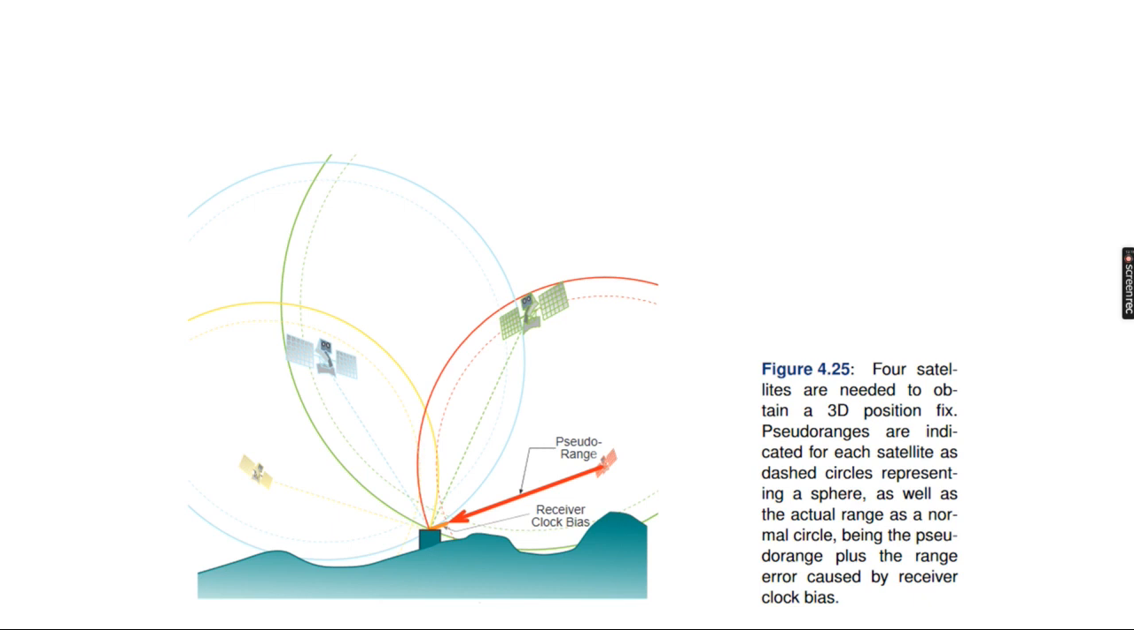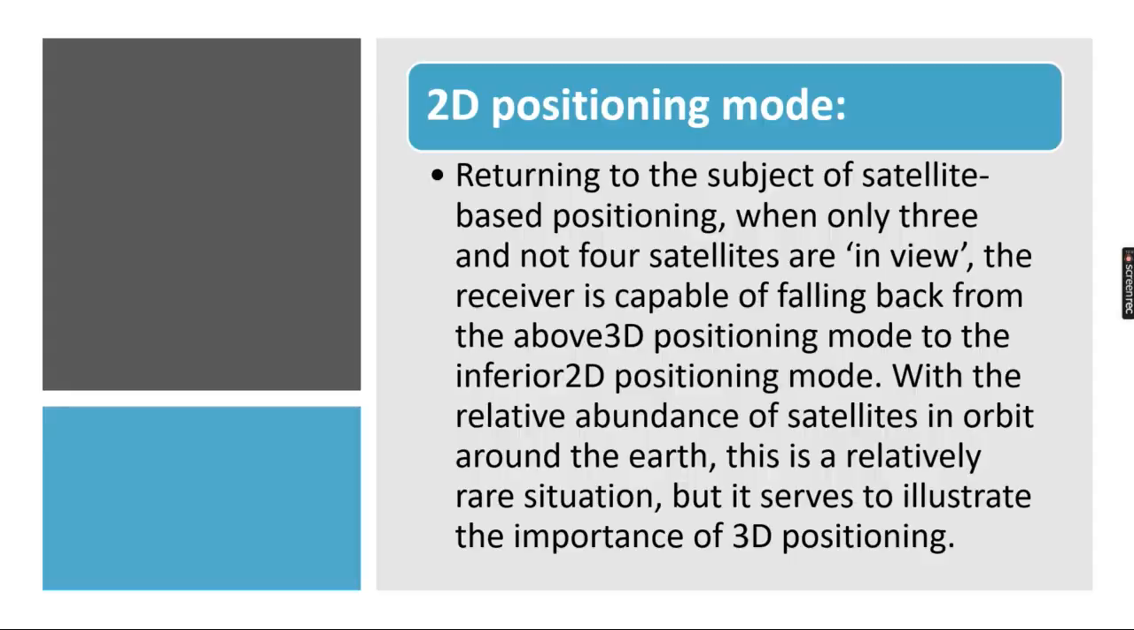So this is the pseudo range of four different satellites. Using four satellites, we can even find out the height of the object from the surface of the Earth. So four satellites are needed to obtain a three-dimensional position. Pseudo ranges are indicated for each satellite as dashed circles that represent the sphere as well as the actual range. So the four satellites each have their own pseudo range. If they all intersect, then we are able to get the height of the object.